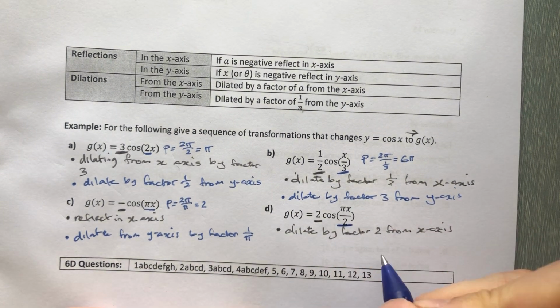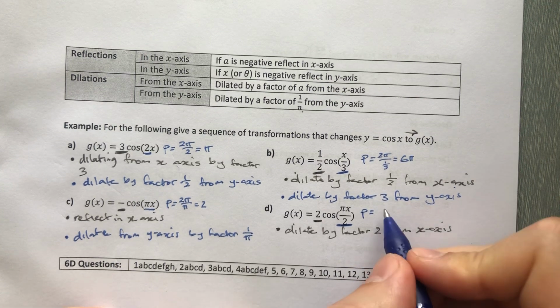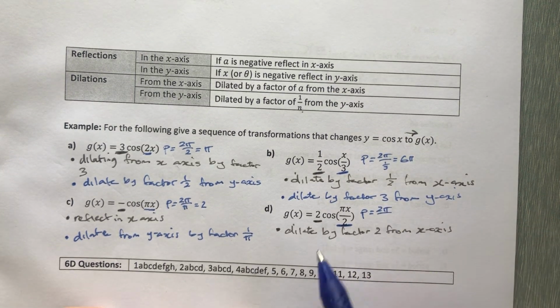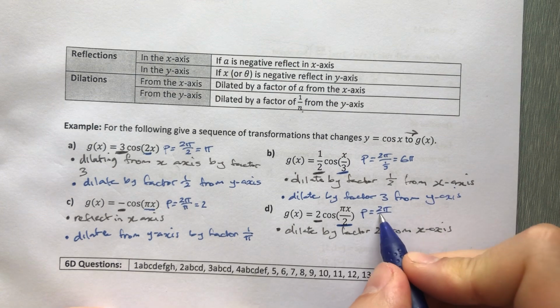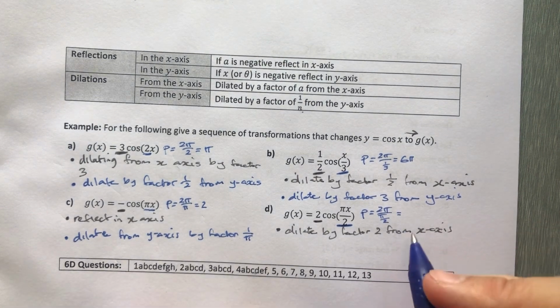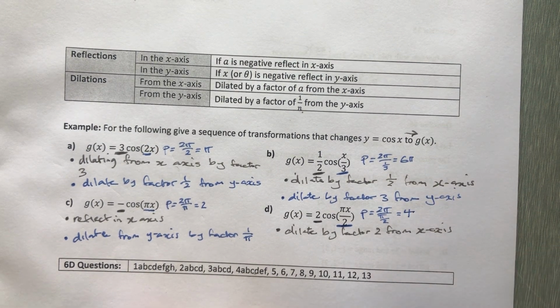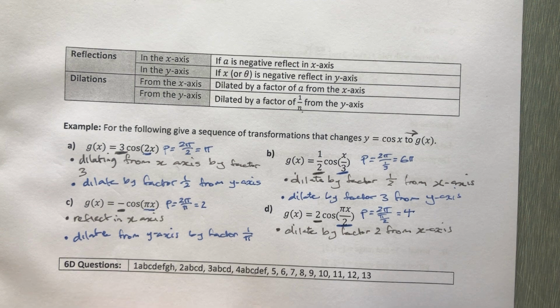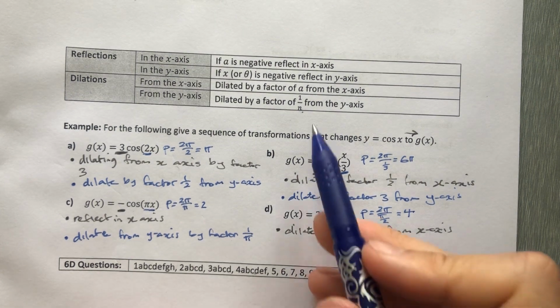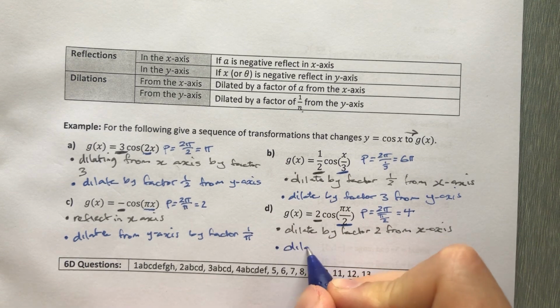And the last one is this bit here. So our period is 2 pi on n. Our n value is pi on 2. Now if you work that out, that's going to end up being 4. So we need to work out how we got from a period of 2 pi to a period of 4. Remember, you can just substitute this pi on 2 into there.